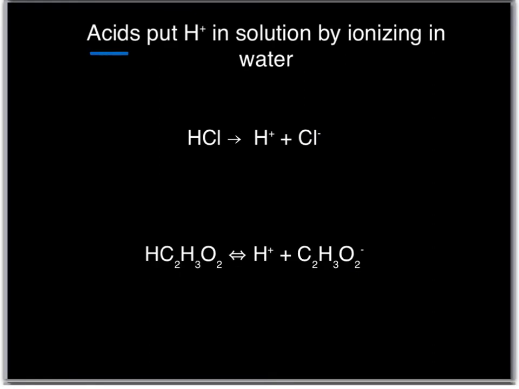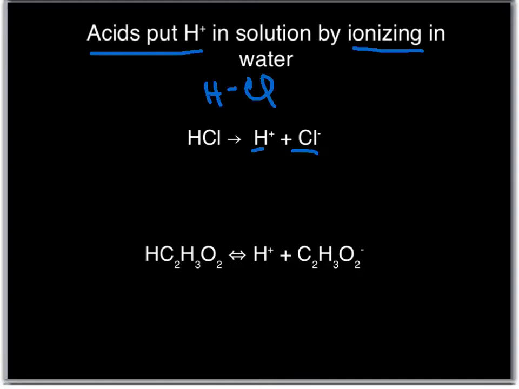So let's talk about acids first. So how do acids put hydrogen ions into solution? Well, they simply ionize in water. And notice I use the word ionize here instead of dissociate because it's a covalent bond that exists between the hydrogen and the chlorine atom. And it's the end product. We talked about this a long time ago. We were talking about electrolytes, but the end product is the same as when it dissociates. You get ions.